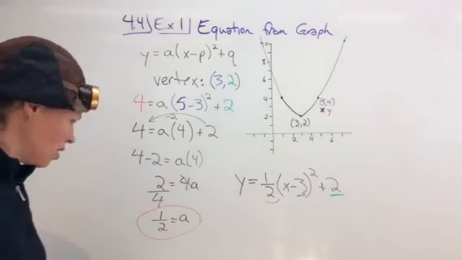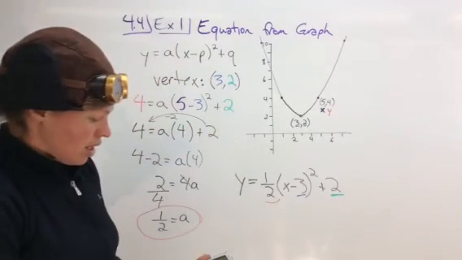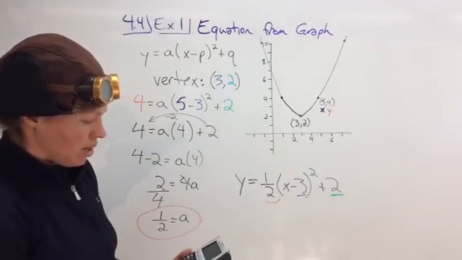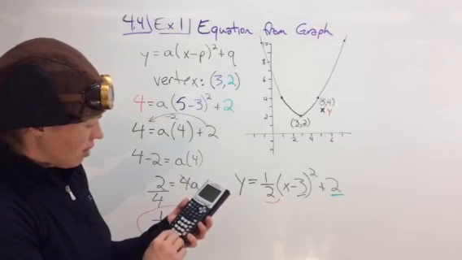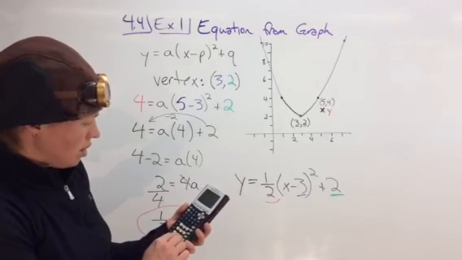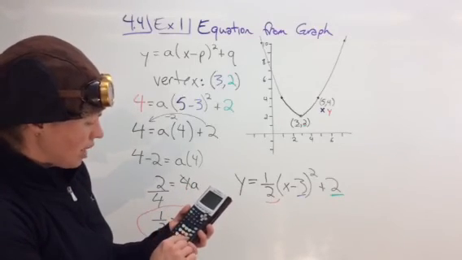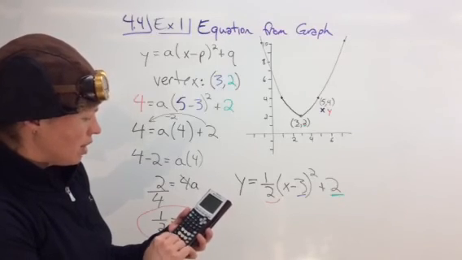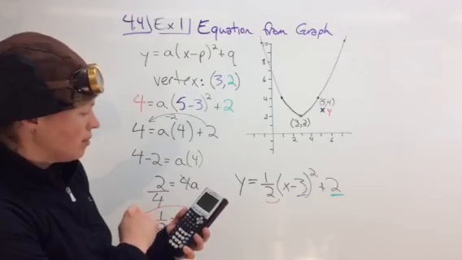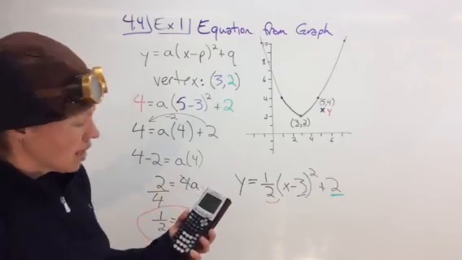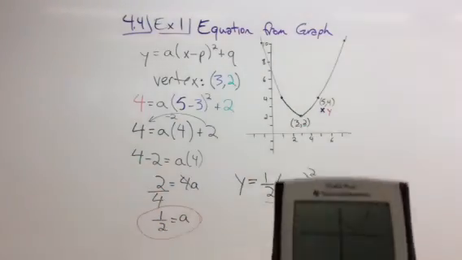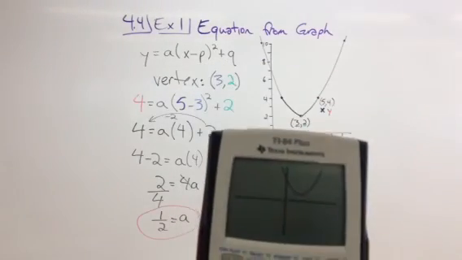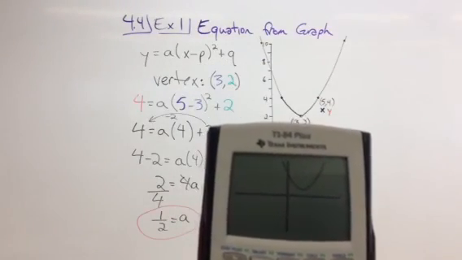You want to check it out? Use your graphing calculator and punch it in. So we can hit our y equals button, and I'm just going to hit 0.5 times bracket x minus 3, close bracket, squared, plus 2, graph it, and I should get a graph that looks like that. And ta-da! Look at that. It's practically identical. Amazing.